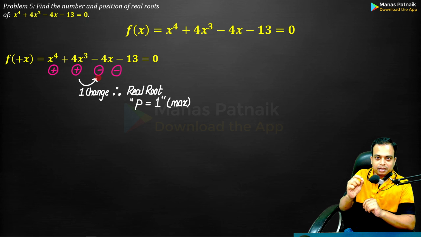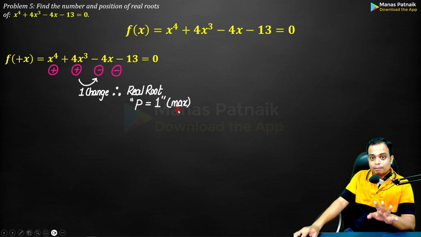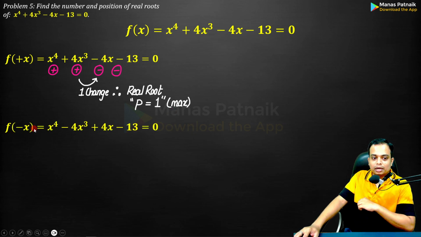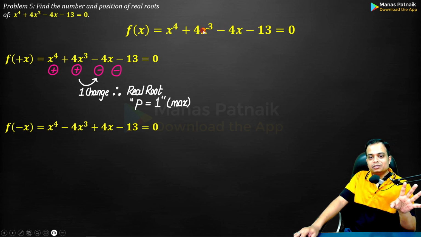Listen to the statement again. F of x cannot have more than one positive root. Okay, that's what we've written. Max. This is the max value. Okay. What about f of minus x? Let's do that. Odd powers will be subjected to change in sign. This is going to become negative, whereas this negative 4x here would become positive.